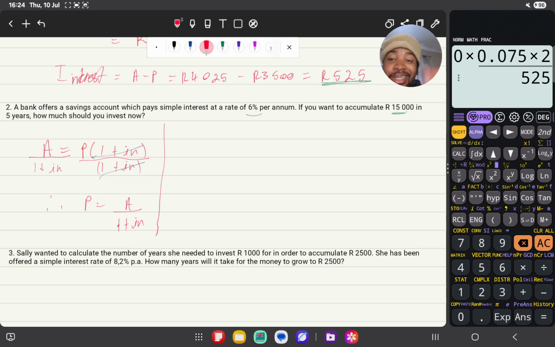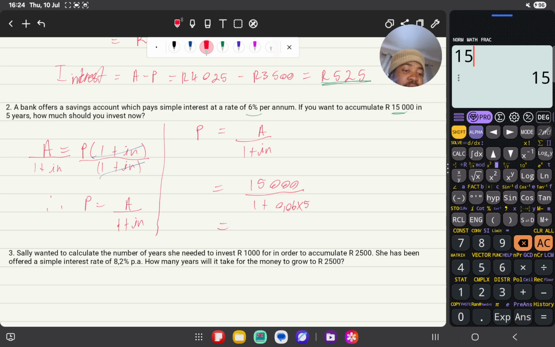And let me show you why I'm saying it helps me. Because now I write the formula that I have, A over 1 plus in, right? Then I substitute 15,000 over 1 plus 0.06 times 5. And guess what? The next thing I have is the final answer.